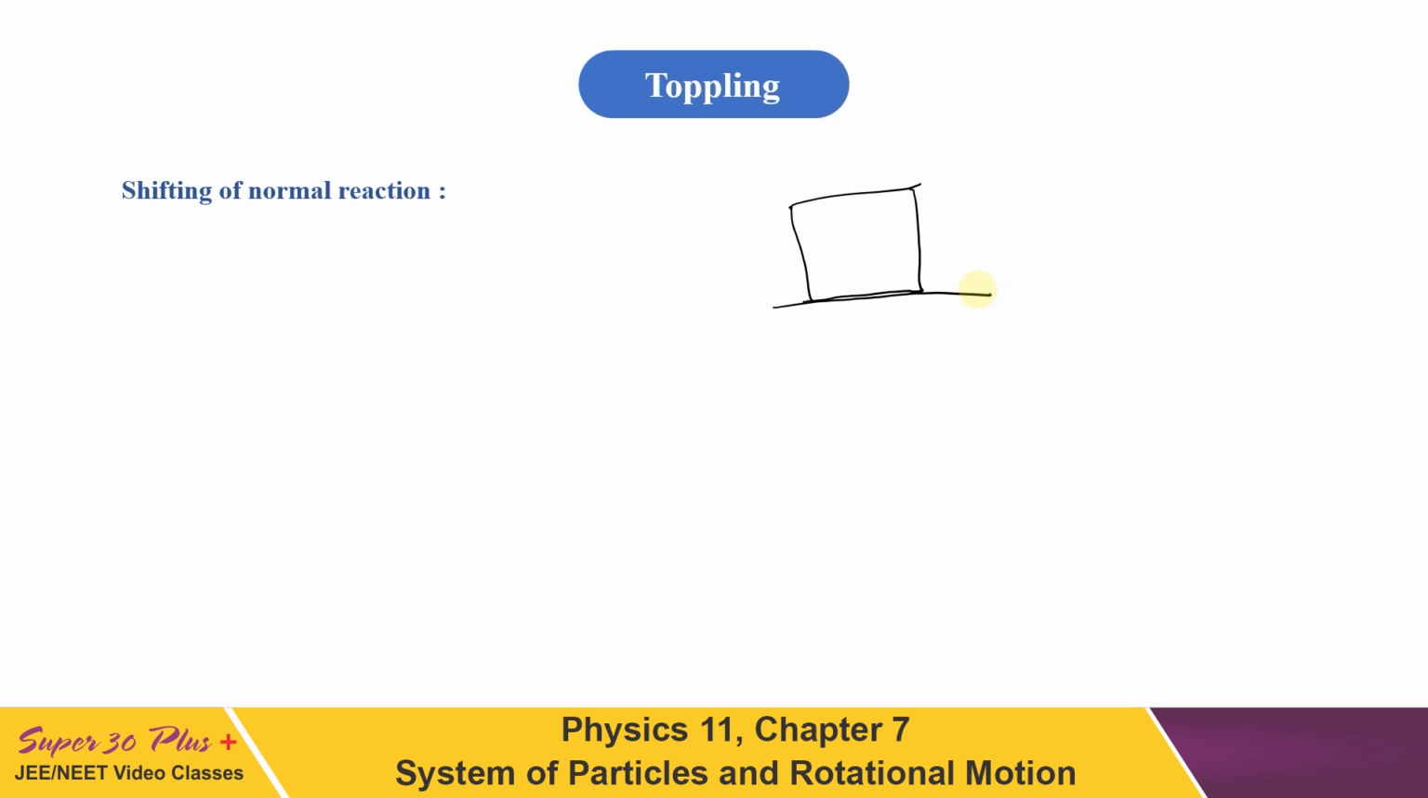But actually this normal reaction is not applied at any particular point. It is distributed all over the surface. Though while drawing, we do draw it at a single point, through the center, actually it is distributed over the whole surface. Now consider a uniform block lying on a horizontal surface, with normal reaction distributed over the whole surface. If it is in translatory or rotatory equilibrium, then we have to write net force to be 0.